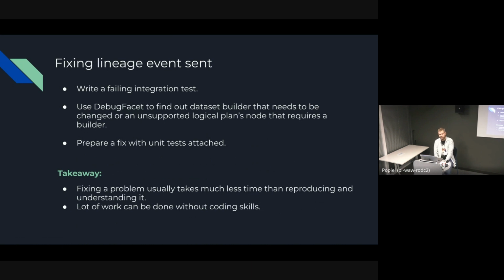So if you experience a situation where you think that the lineage event could be different, still with a limited amount of code, you can be really helpful. For example, you can write a failing integration test. And from my experience, being able to reproduce the issue is most of the work. If you are able to do that, then the solution is in most cases not that difficult.